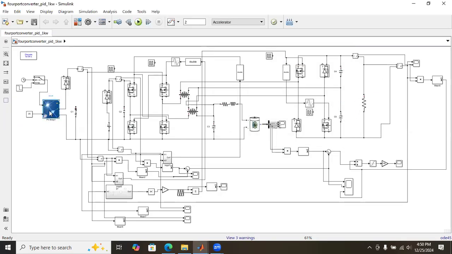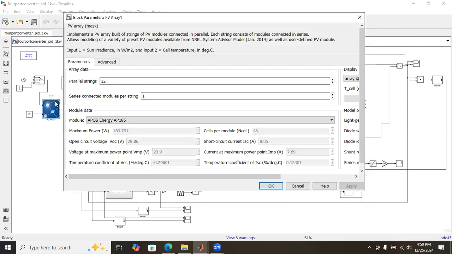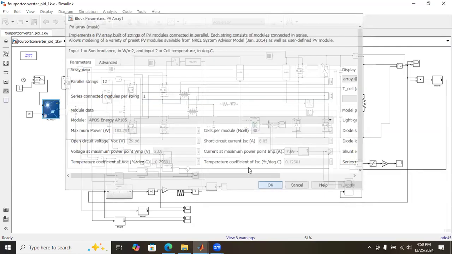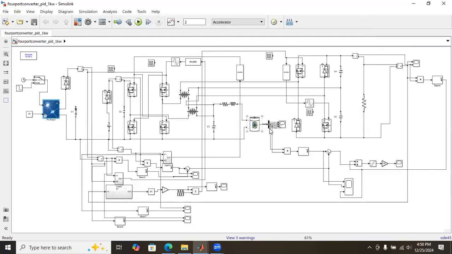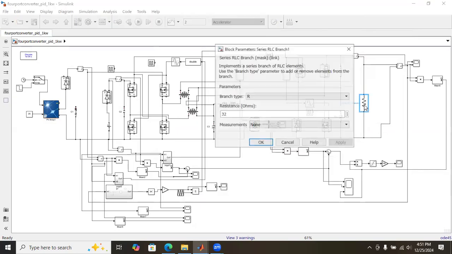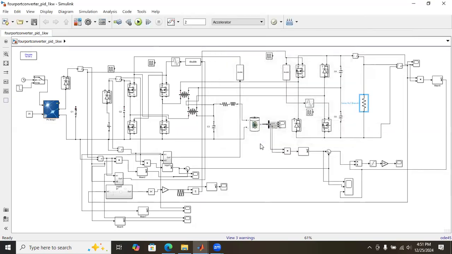So this is port 1, the PV panel. The panel voltage is around 24. The DC voltage source, 48, is the second port. The battery is the third port, 24 volt, and the load is the fourth port. So totally 4 ports are there.